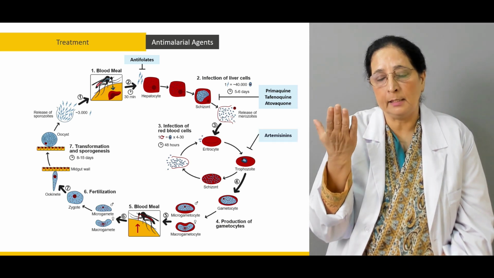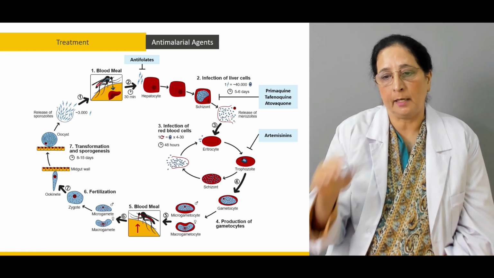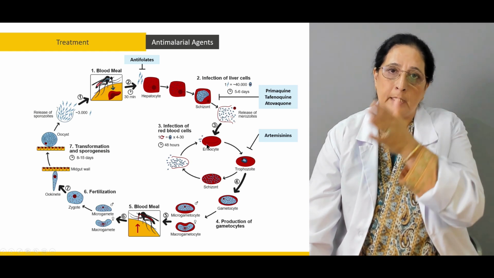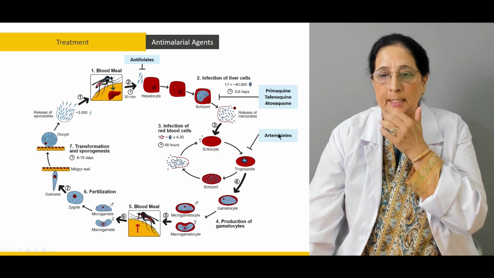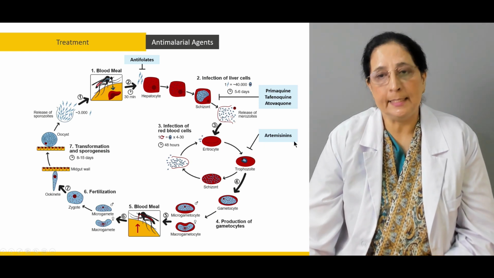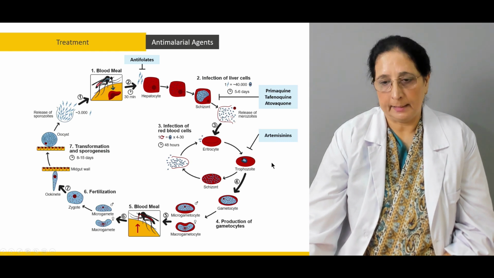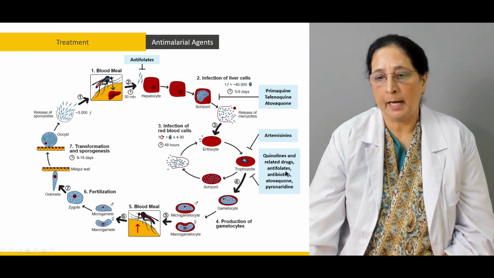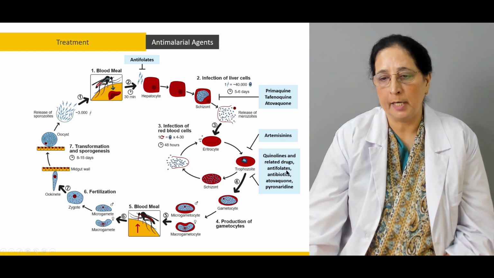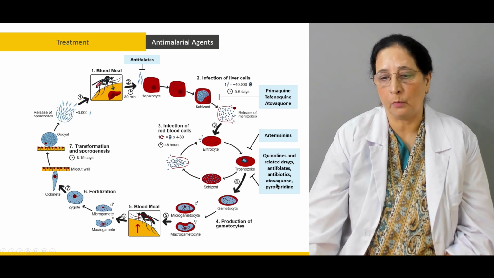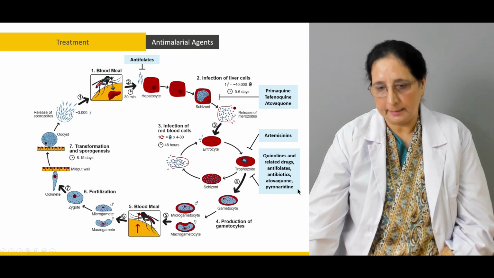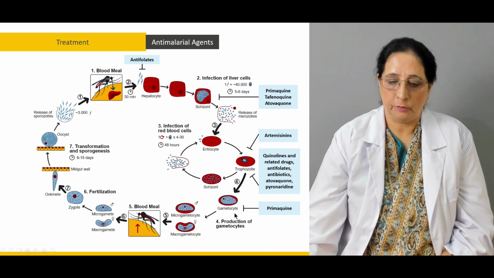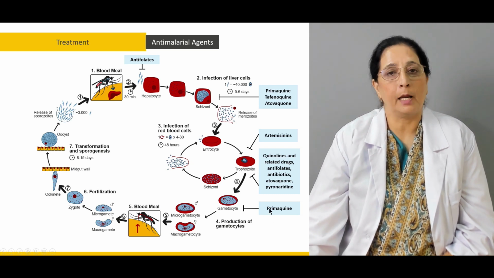Then at the level when the red blood cells are infected and there is conversion of merozoites into the trophozoites, at this stage artemisinin is used. Then we can also use quinolones and related drugs, antifolates, antibiotics, atovaquone, and pyronaridine. Then at the stage where the gametocyte is formed, here we can try primaquine.